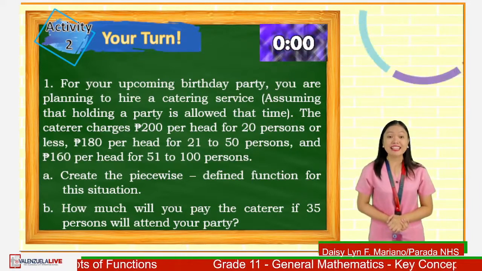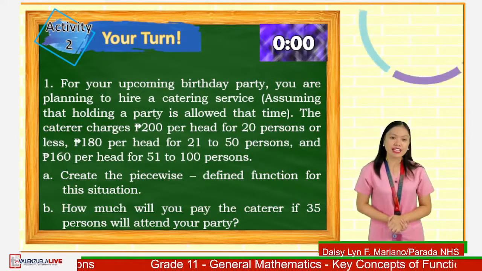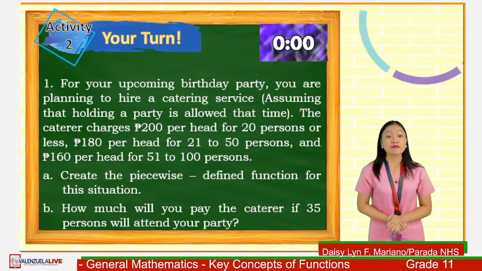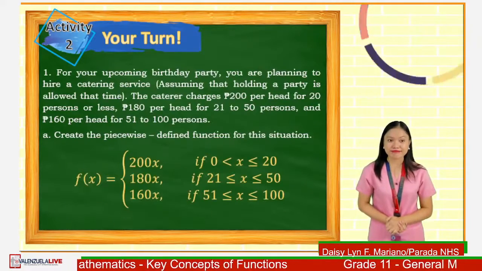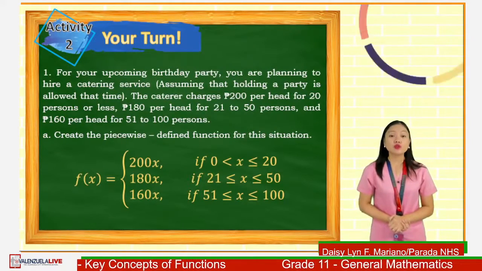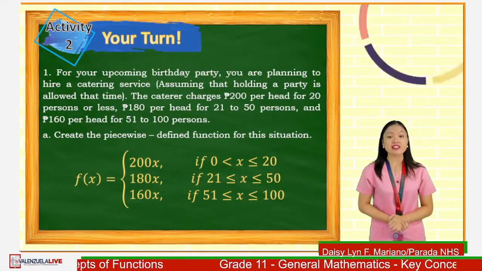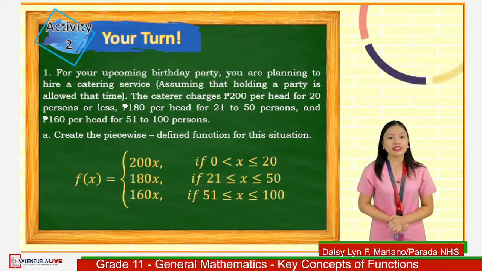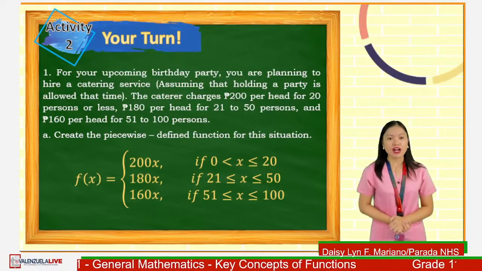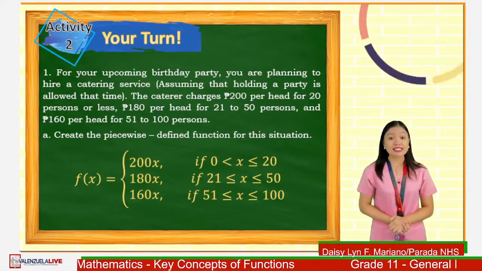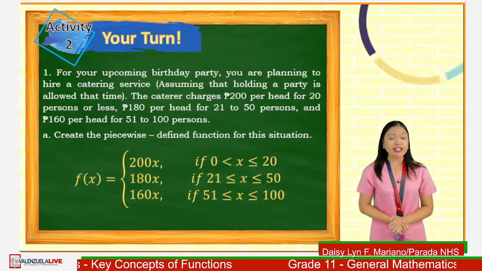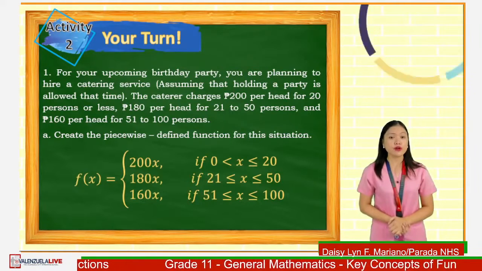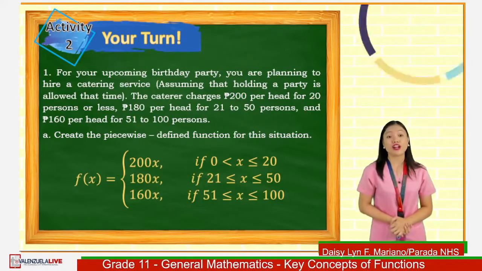Time's up. Let us check your answer. For letter A, let x be the number of persons, and this should be the piecewise function. f of x is equal to 200x if x is greater than 0 but less than or equal to 20; 180x if x is greater than or equal to 21 but less than or equal to 50; and 160x if x is greater than or equal to 51 but less than or equal to 100.